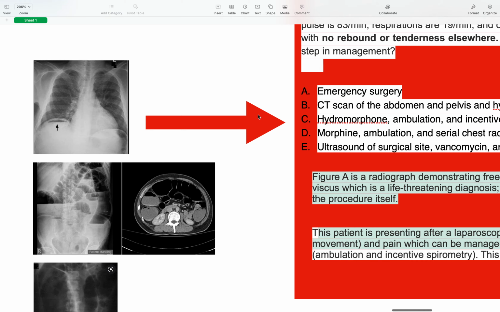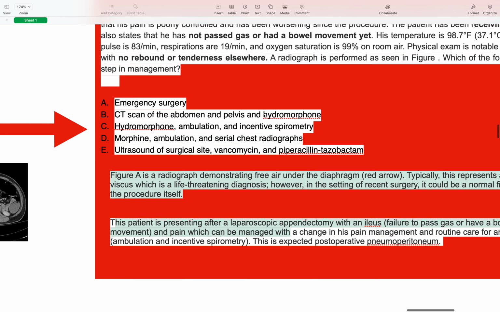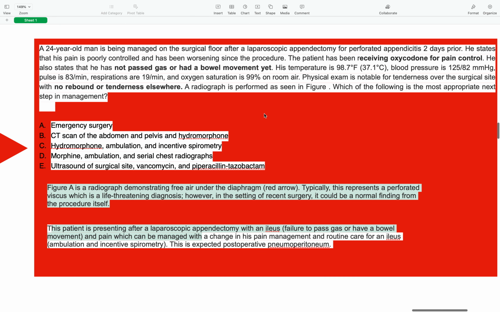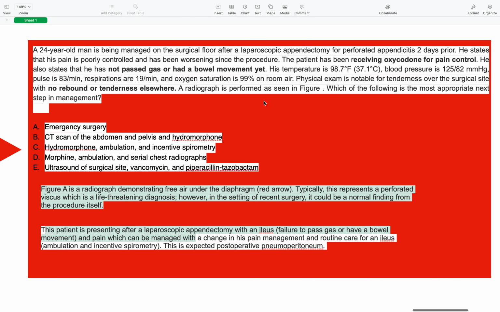So let's do this question and understand how air under the diaphragm can present in other conditions. So a 24-year-old man is being managed on the surgical floor after a laparoscopic appendectomy for perforated appendicitis 2 days prior. He states that his pain is poorly controlled and has been worsening since the procedure. The patient has been receiving oxycodone for pain control. He also states that he has not passed gas or had a bowel movement yet.